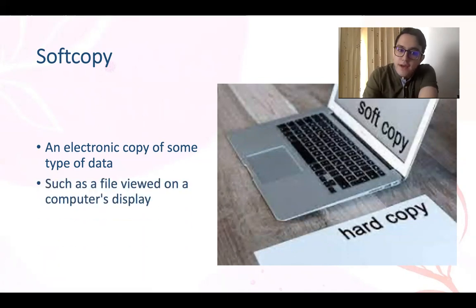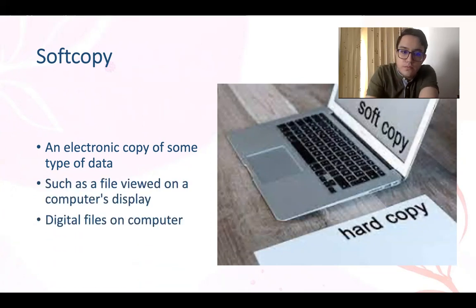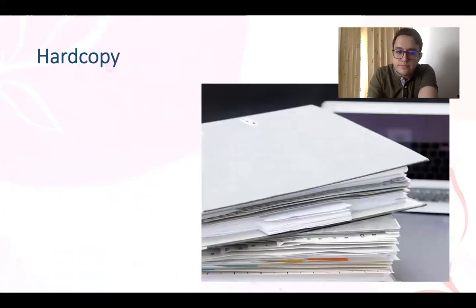Such as a file viewed on a computer screen or display. So as I told you, if you can see it on a computer screen, it's called a soft copy. Digital files on the computer. You cannot touch it, right? So you cannot touch the soft copy.